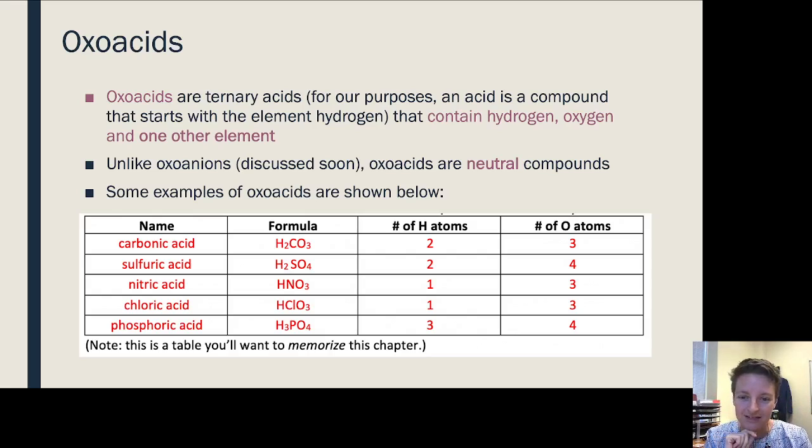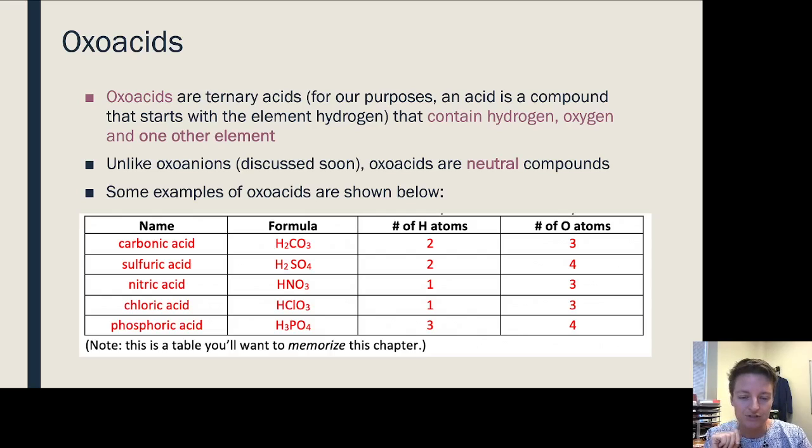What's really important in your memorization is to pay attention to what's the element that's not hydrogen and not oxygen, and then secondly, in that reference compound, how many hydrogen atoms are present and how many oxygen atoms are present. So for example, we have a formula H2CO3. This reference acid is called carbonic acid because carbon's present. And you'll notice that there's 2 hydrogen atoms in this compound and 3 oxygen atoms.